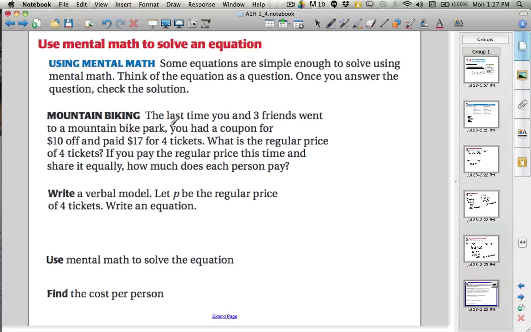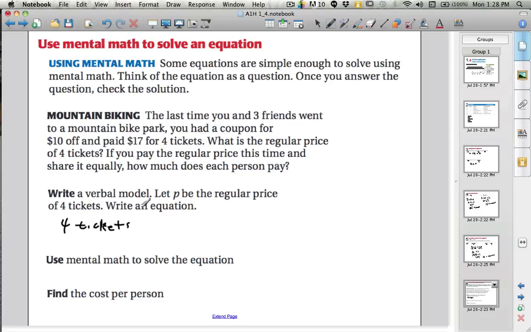So let's look at this problem. The last time you and 3 friends went off to a mountain bike park, you had a coupon for $10 off and you paid $17 for 4 tickets. What is the regular price of 4 tickets? If you pay the regular price this time and share it equally, how much does each person have to pay? Well, I had a coupon for $10 off and we paid $17. If I want to write a verbal model, the value of the verbal model is that it lets us make sure that we understand the situation.